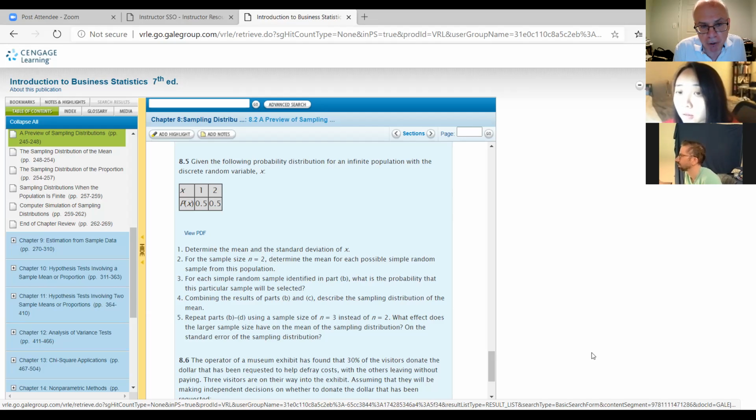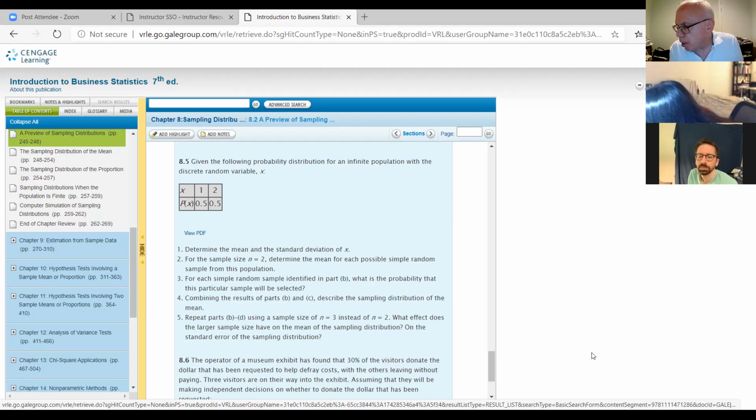Well, you have to calculate the variance first. So you take 1 and subtract 1.5 and square it. You take 2, subtract 1.5 and square it. And then multiply each one of those by the probability, which is 0.5. When you do all that arithmetic, the variance comes out to 0.25. Then you take the square root of that, which is 0.5. So the square root of 0.25 is 0.5, that's your standard deviation. So our population mean is 1.5, and the standard deviation is 0.5.